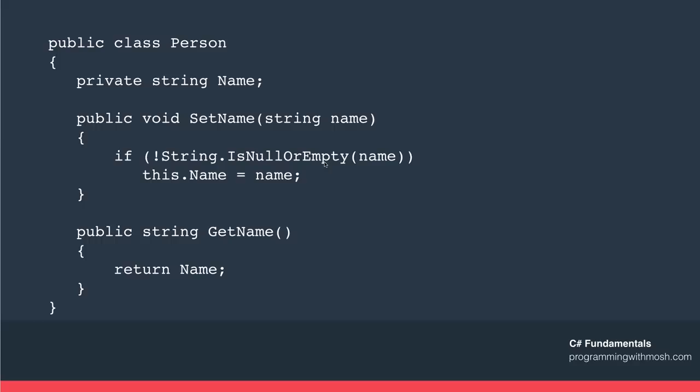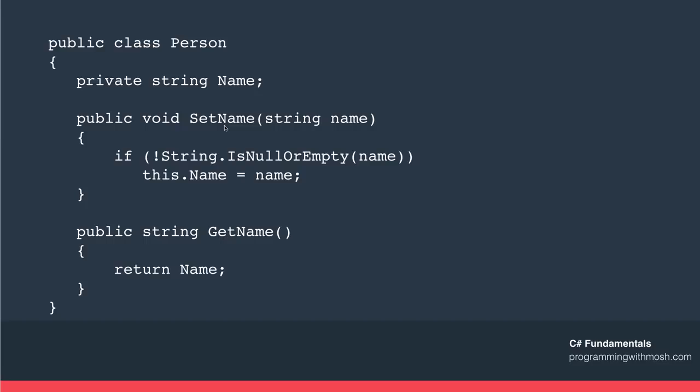Okay, before we start coding, I just need to emphasize something here. In terms of naming convention in C#, we have two naming conventions. One is called Pascal case, the other is called camel case. With Pascal case, the first letter of every word should be uppercase, like the person here, or name, or set name. Note that the first letter of every word is uppercase.